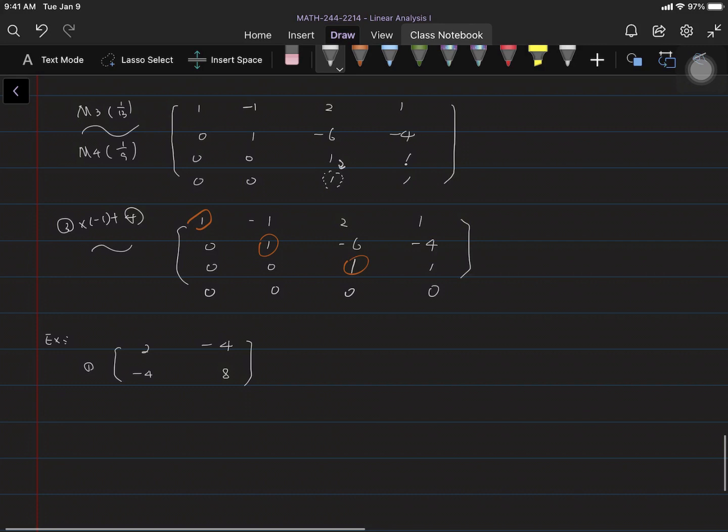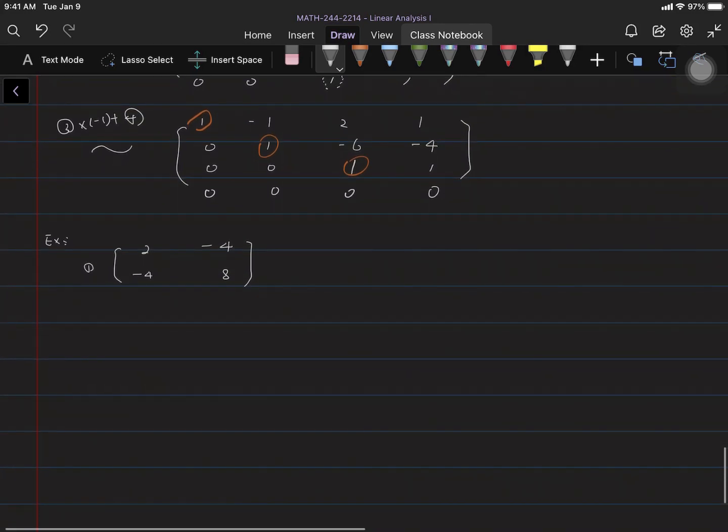The first one. Let's do another one. Here's the solution, but you should try this by yourself.